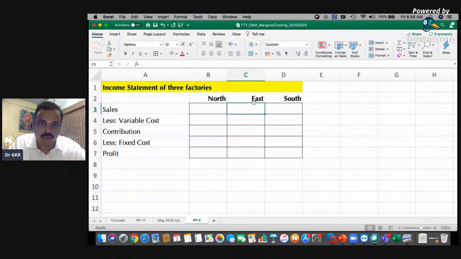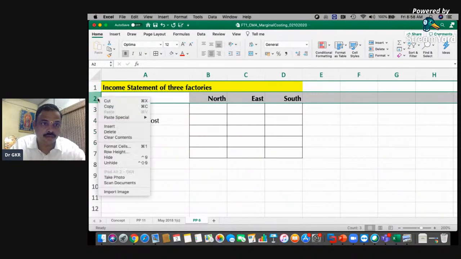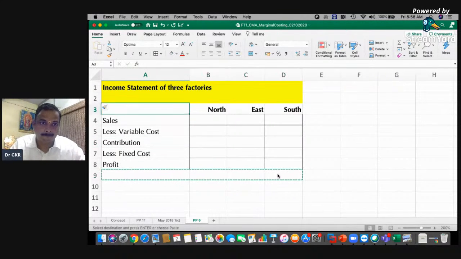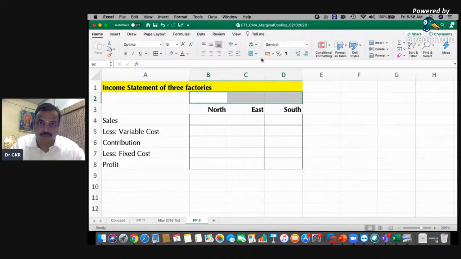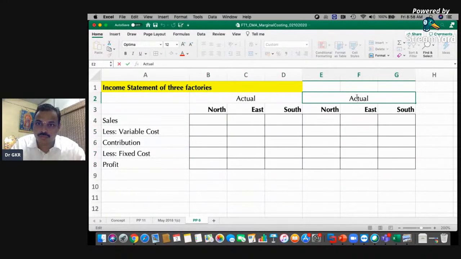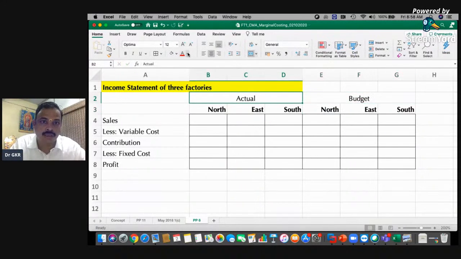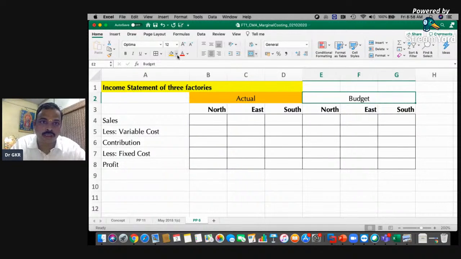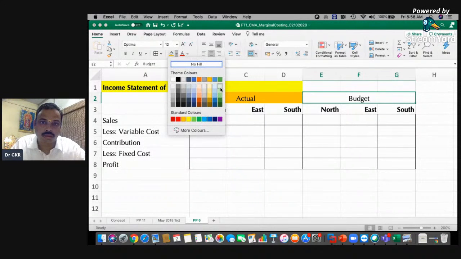Now here I just want to make one more observation. This is the income statement of 3 factories. I'll call it actual. The same, this is with respect to budget. So this is your actual, guys, and this is your budget.